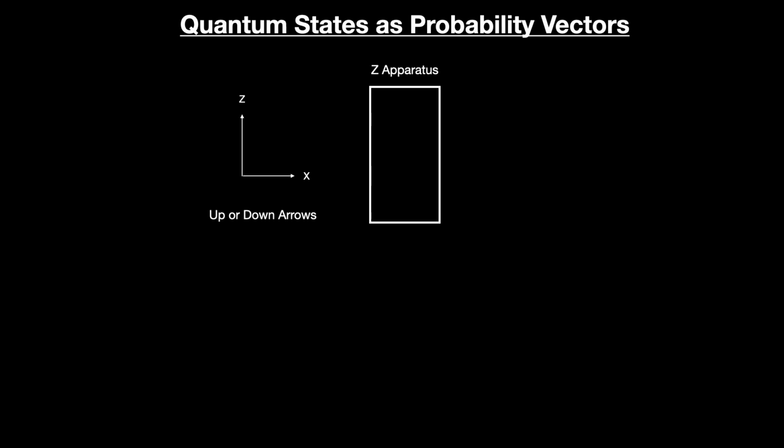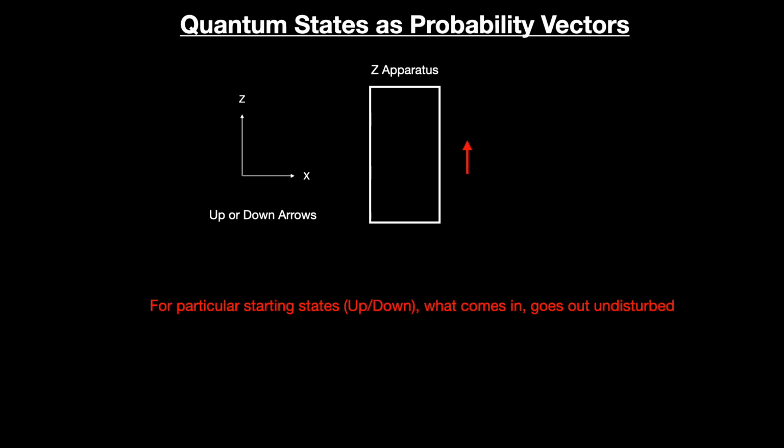Let's quickly recall one such experiment with the apparatus oriented along the z direction, which we refer to as the z apparatus. Now it turns out that if I have a quantum state as the input to the z apparatus, and let's say that quantum state is already pointing in the positive z direction, and I pass it through the z apparatus, nothing really happens. What comes in goes out completely undisturbed.